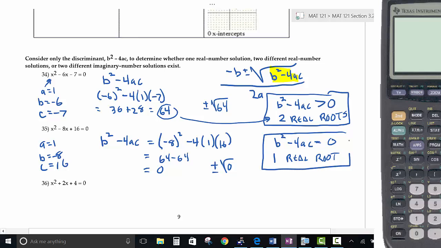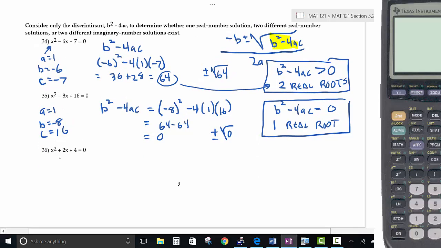Okay, so all you're doing is looking at the three cases. If it's positive, 2 real roots. If it's 0, 1 real root. Okay, and that's because plus or minus 0 isn't going to give you 2 answers. Does that make sense? Adding 0 and subtracting 0 don't change anything. 1 plus 0 and 1 minus 0 are still 1. Okay, so that's how that goes.